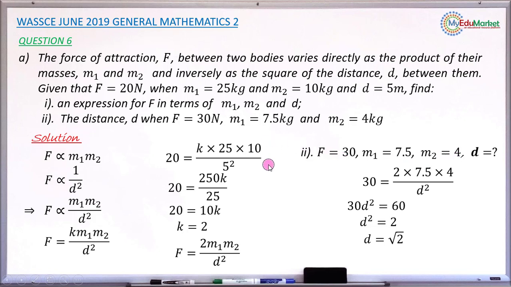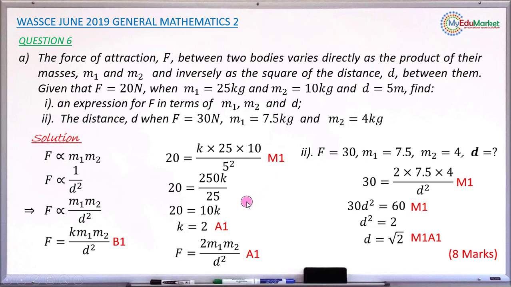Let me just share with you the mark distribution for this question as it is contained in the marking scheme. The very first mark is bonus 1 mark, and this bonus 1 mark is for writing F equals K M1 M2 all over D square correctly. Next is a method 1 mark, which you have when you substitute correctly the F, the M1, the M2, and the D in attempting to get the constant of proportion.